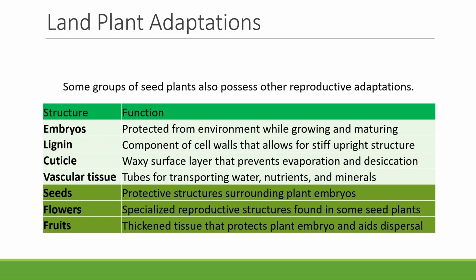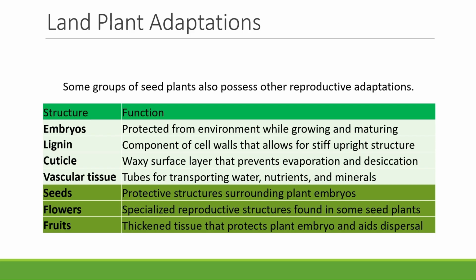We've shown this table before in prior presentations. It's a table of adaptations from land plants. The bottom 3 are strictly found in seed plants, with the development of flowers and fruits only found in angiosperms. Seeds are protective structures surrounding plant embryos. They contain storage food and a tough coat that enables the embryo to survive dispersal and remain dormant until conditions are favorable.